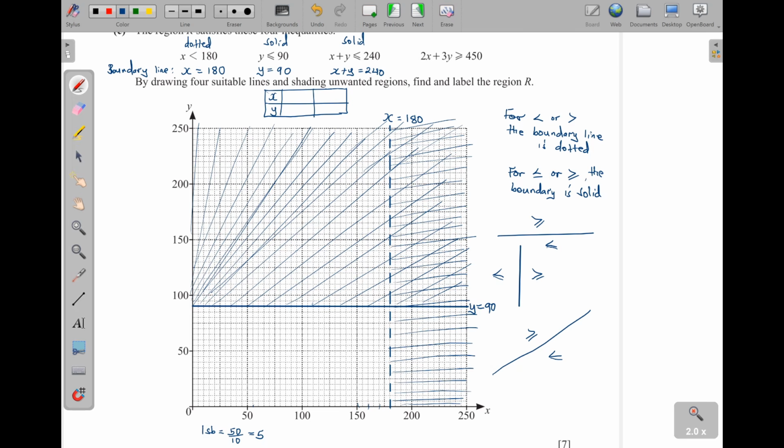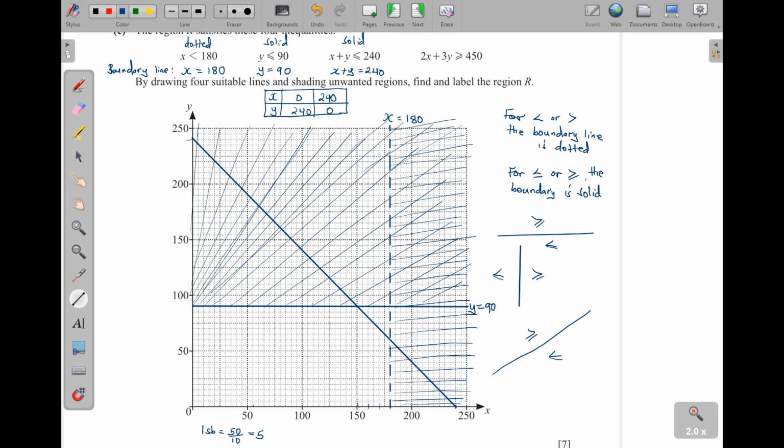When x is 0, so put 0 where there is x, so y will be 240. And then when y is 0, x will also be 240. So I will come to this one here, and 240 will be here. 240 down will be here. Then I will get my ruler and then the pencil. Okay. And then you draw. You connect this one here like that.